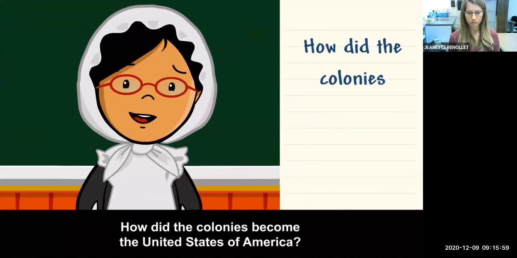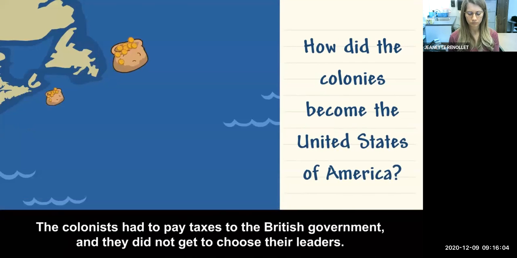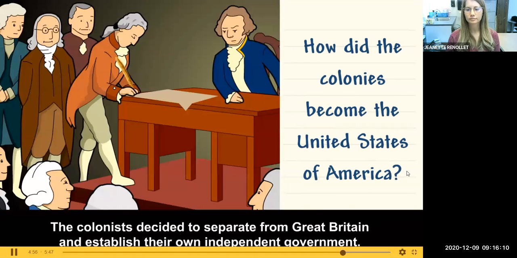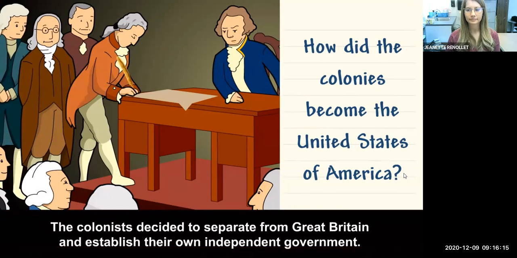How did the colonies become the United States of America? The colonists had to pay taxes to the British government, and they did not get to choose their leaders. The colonists decided to separate from Great Britain and establish their own independent government.